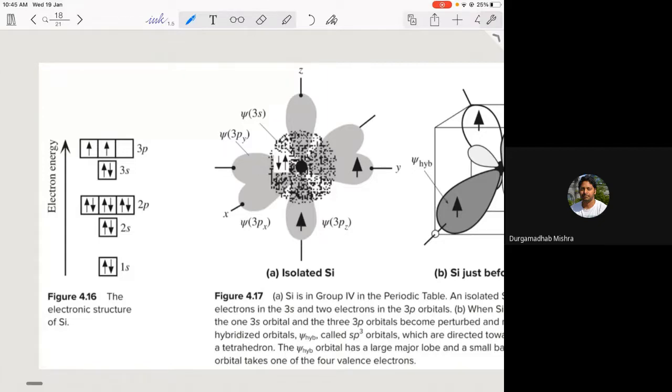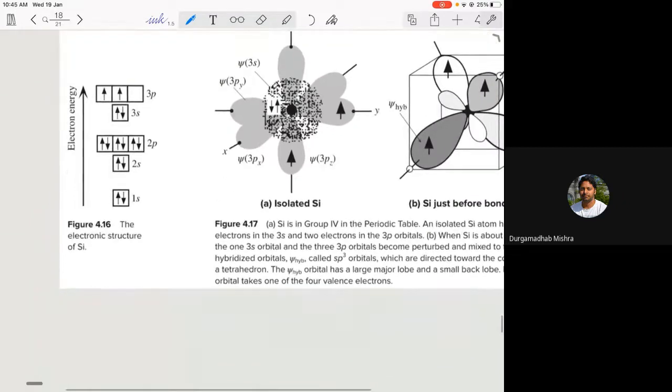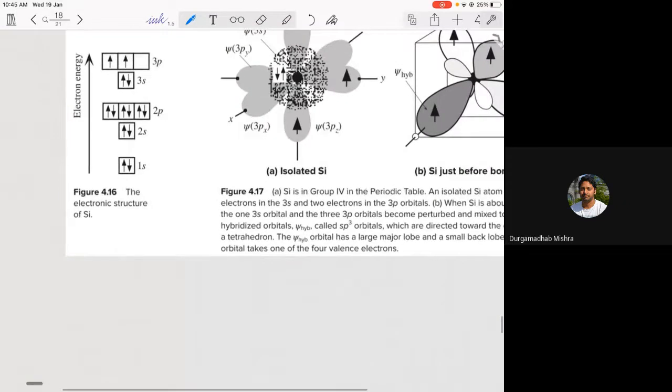And when we look at the 1s, 2s, and 2p, they are all fully filled orbitals. They are also really core, very close to the nucleus. That's why their overlap will be minimum, or there will be no overlap of these orbitals when two silicon atoms interact.